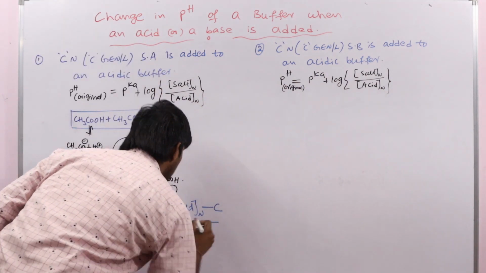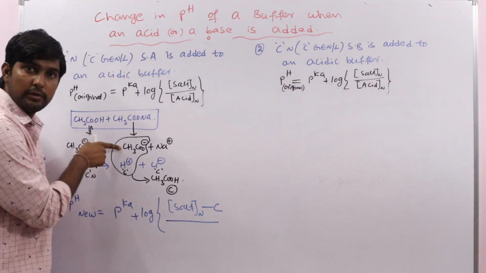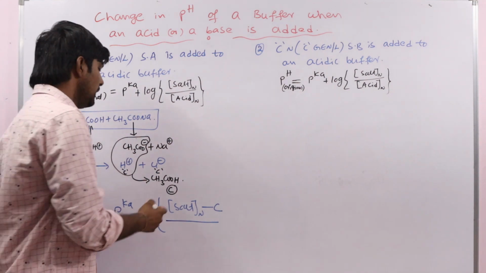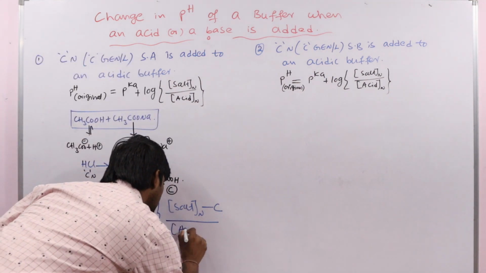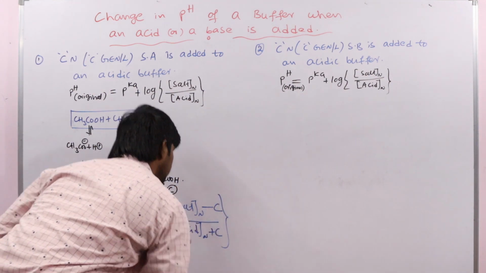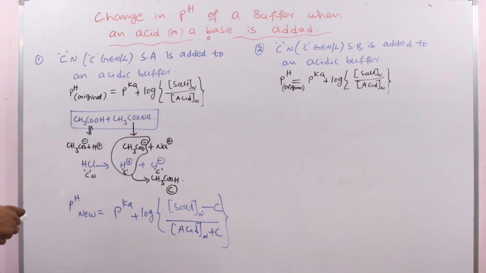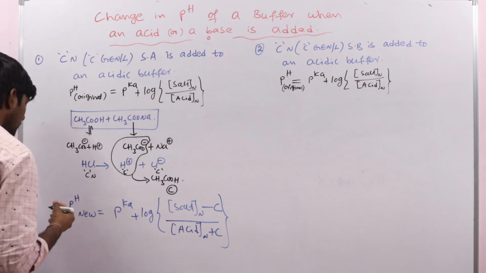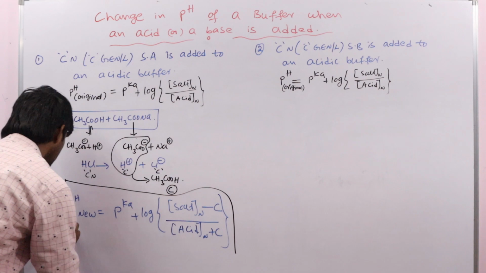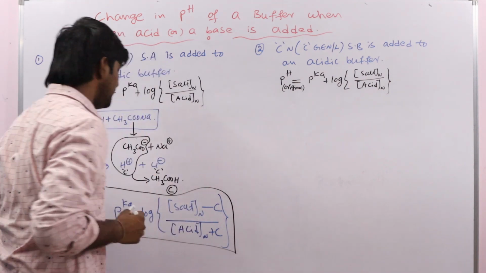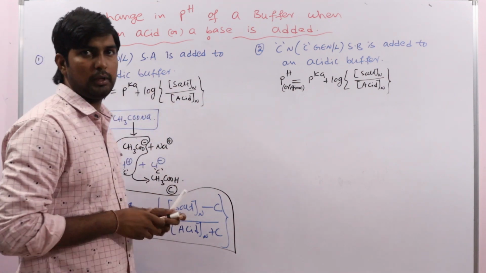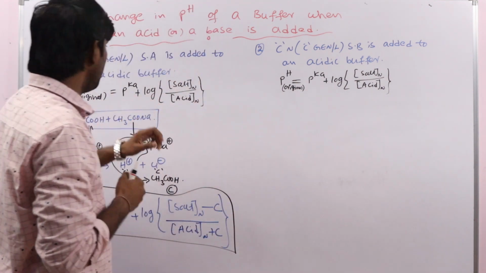At the same time, yes or no? The number of acetate ions consumed is equal to the number of acetic acid formed. So that's why here it is concentration of acid plus C normal. Yes or no? So this is the formula to calculate the new pH after addition of strong acid to an acidic buffer. Okay, clear? So very simple concept. This is the formula we know very well.